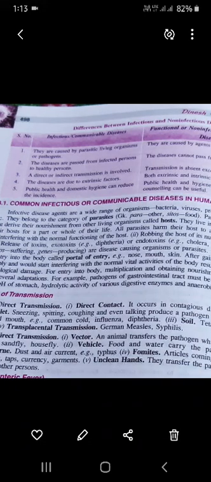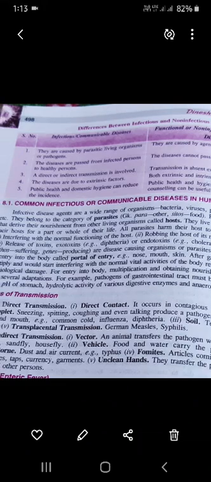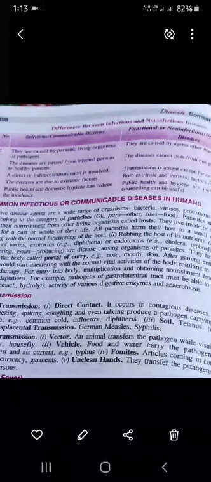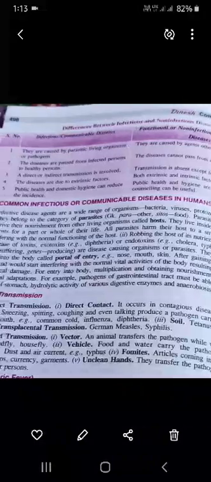Point number 5, public health and domestic hygiene can reduce the incidence in case of infectious disease. Once we keep the hygiene, we keep the environment, the surroundings, our vicinity clean, there are least chances for infection of a disease. So in case of non-infectious disease, public health and hygiene are ineffective. However, counseling can be useful.